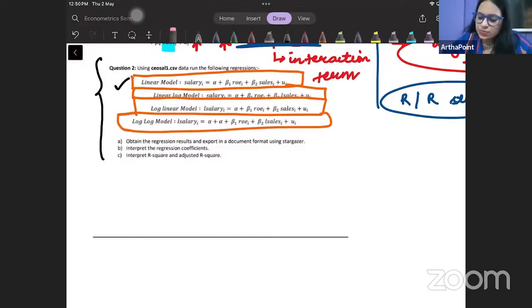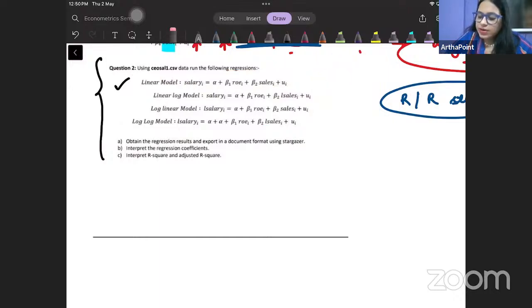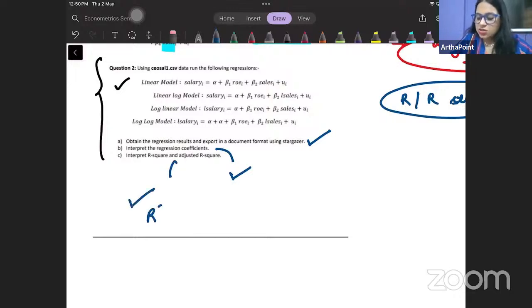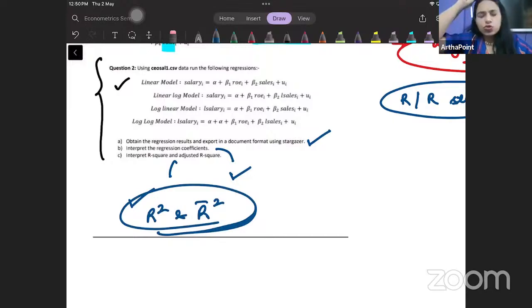And while writing these models, what you have to interpret, beta, what is the question asking? So number 1, you need to obtain regression results and you need to get these results in a document file. Number 2, you need to interpret the regression coefficients. Number 3, you need to interpret R square and adjusted R square or R bar square. So that is going to be our task for the day. We need to do these tasks, right, beta? Okay children. Let us go ahead and see this file first.